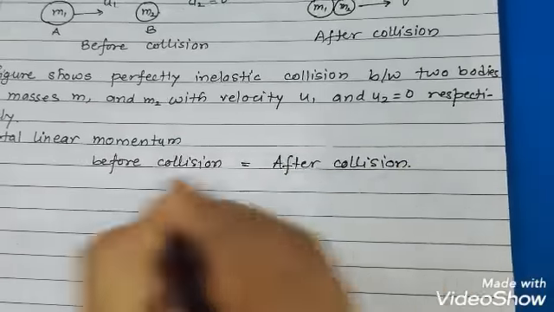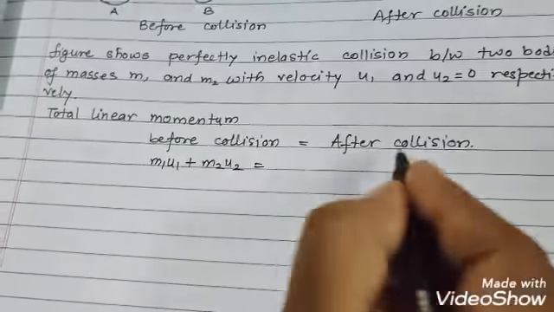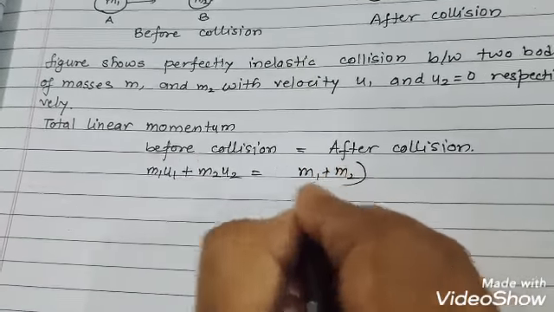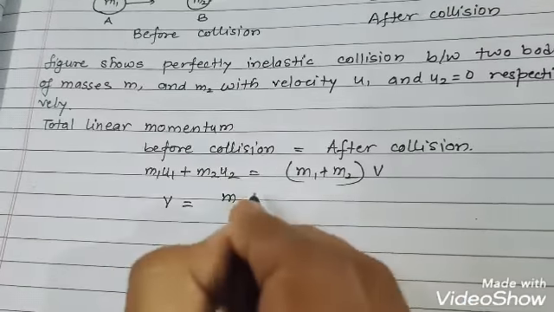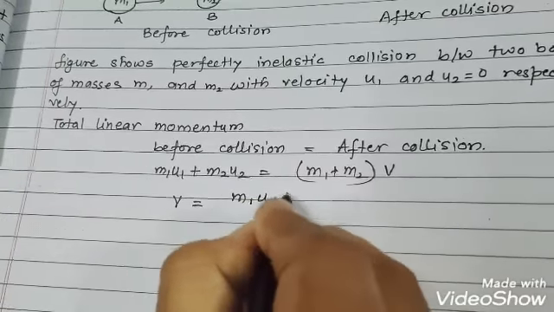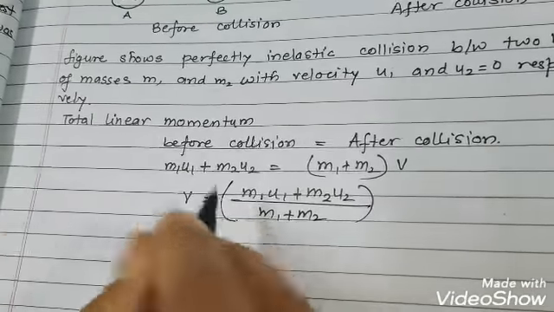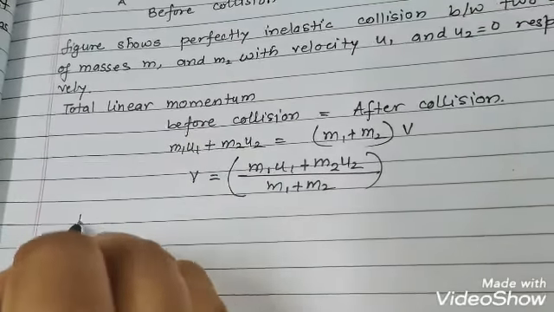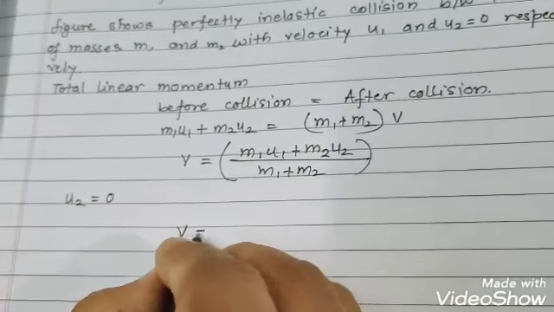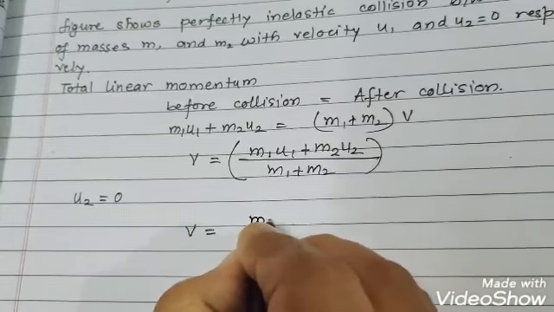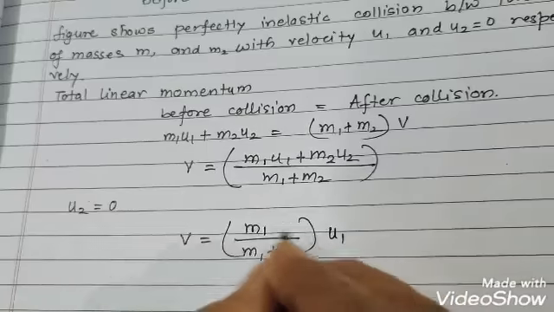So before collision, the linear momentum is m1 u1 plus m2 u2, and after collision it will be (m1 plus m2) times the common velocity v. So we can write v is equal to (m1 u1 plus m2 u2) upon (m1 plus m2). But as already stated, u2, the target body, is at rest, so u2 will be 0, and the formula will become v equal to m1 upon (m1 plus m2) times u1.